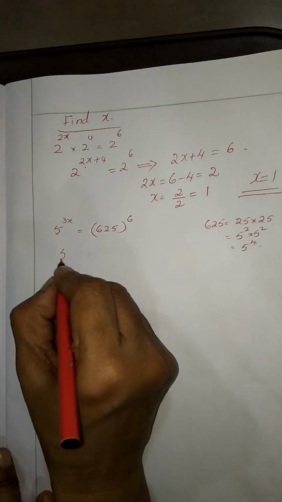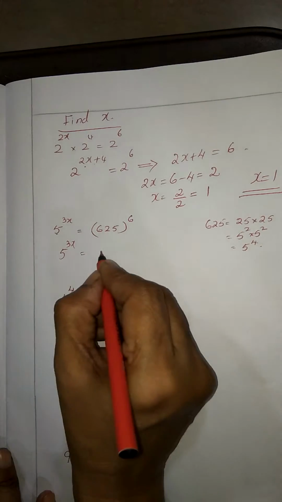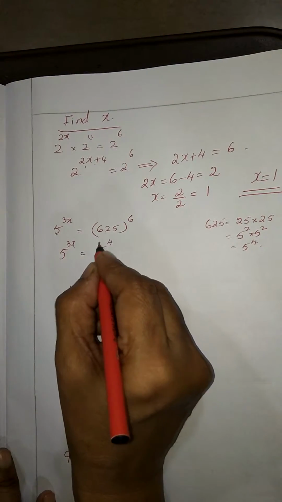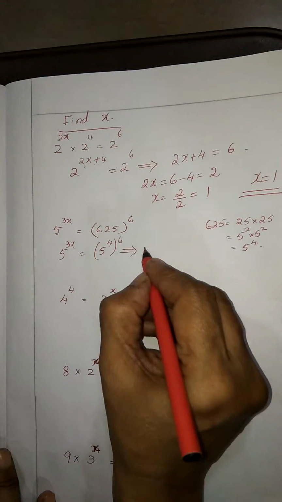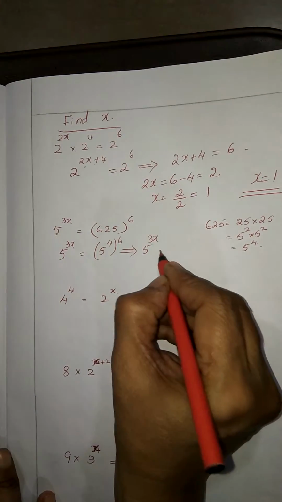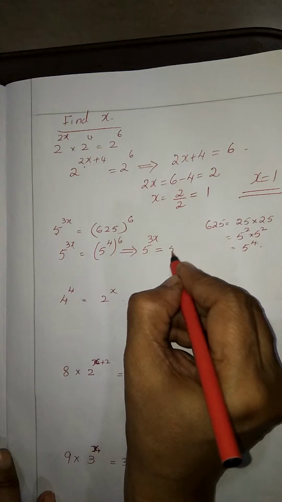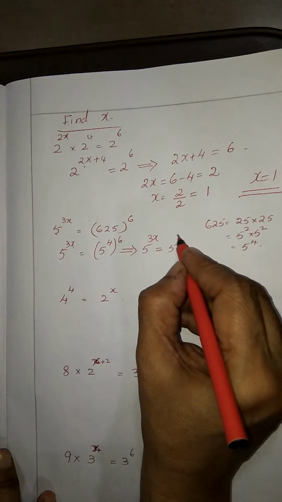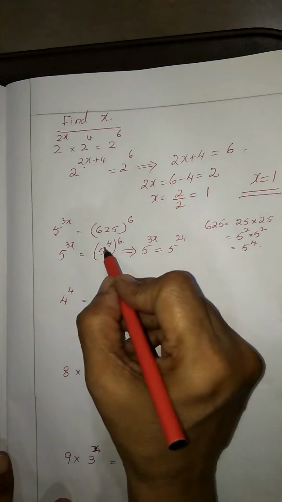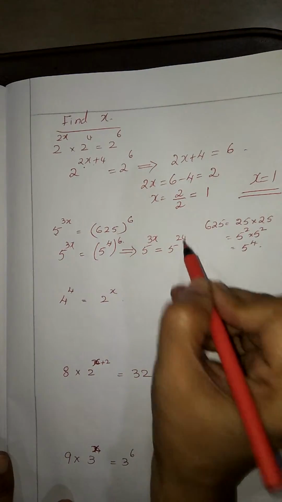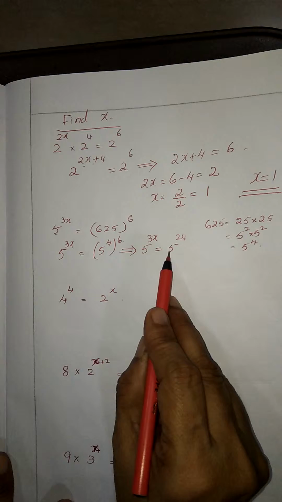So we can write this as 5 to the power of 3x is equal to 5 to the power of 4, the whole to the power of 6. From this you will get 5 to the power of 3x is equal to 5 to the power of 6 into 4, 24. a to the power of m, the whole to the power of n, is equal to a to the power of m into n. 6 into 4, 24. Now your bases are same.